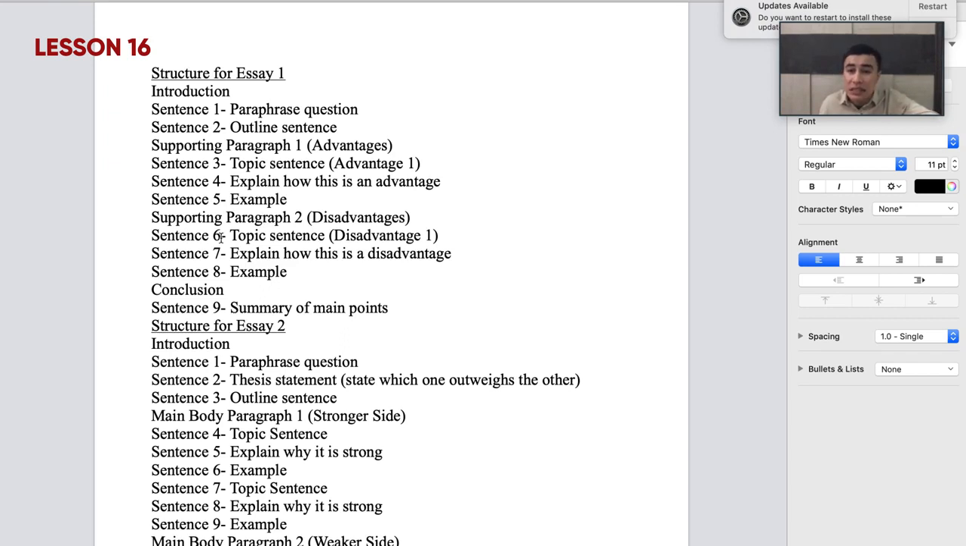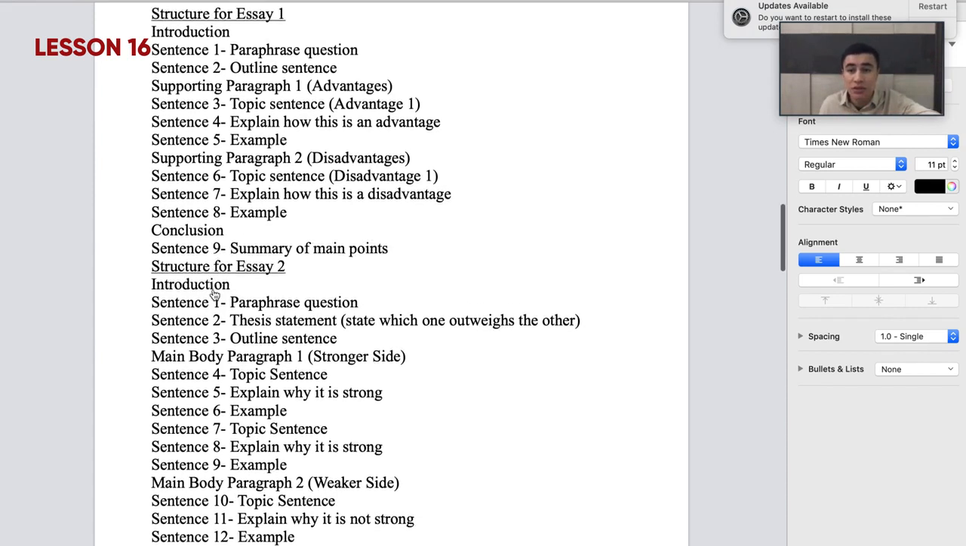In sentence number 6, you're going to start with a topic sentence, so disadvantage number 1, and of course in the following sentence you will explain how this is a disadvantage, and of course you should come up with an example. And the last paragraph is going to be your conclusion, where you should sum up main points. Okay, I hope this was clear to you guys.